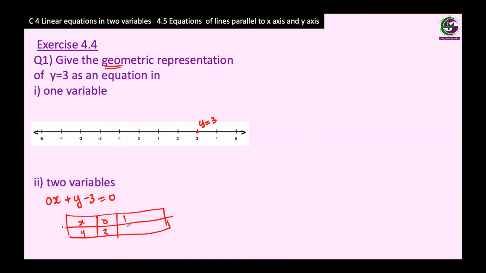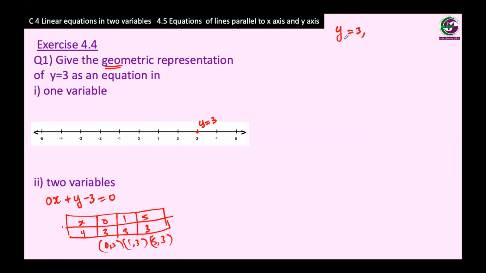If x is 1, again y will be 3. If x is 5, y will be 3 again. So the points are (0, 3), (1, 3), (5, 3), and everything will end with the y variable as 3. Now, can you guess how the line looks like?